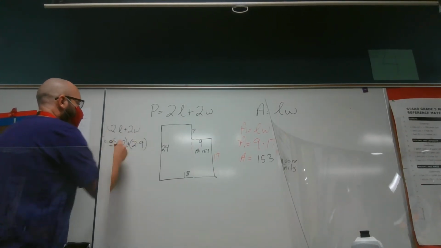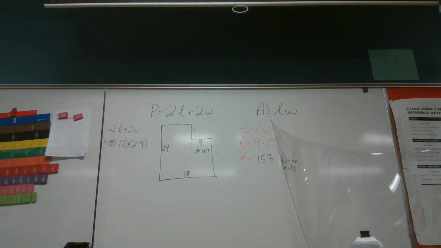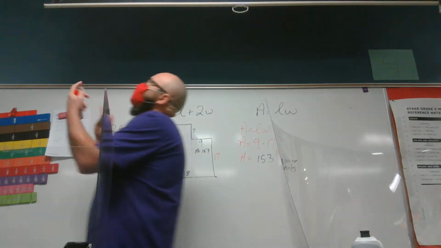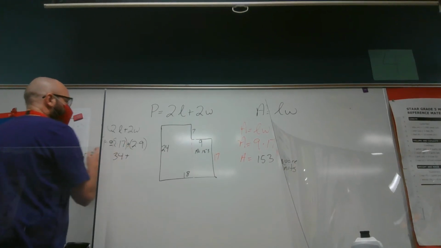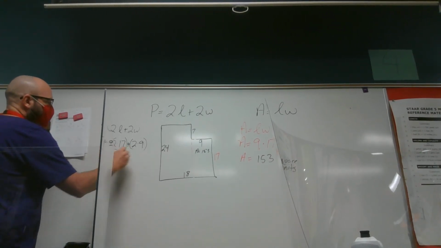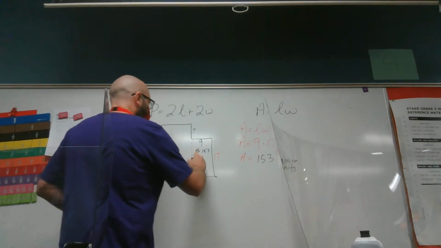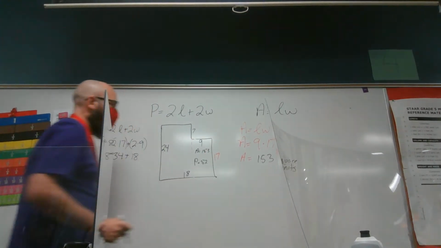Parentheses, going to want to make sure I do those before I add. We always start with our parentheses or brackets, whatever we have. 2 times 17 is 34, plus 2 times 9 is 18. And 34 plus 18 is 50. 50 who? 2. 52. So my perimeter of this equals 52.